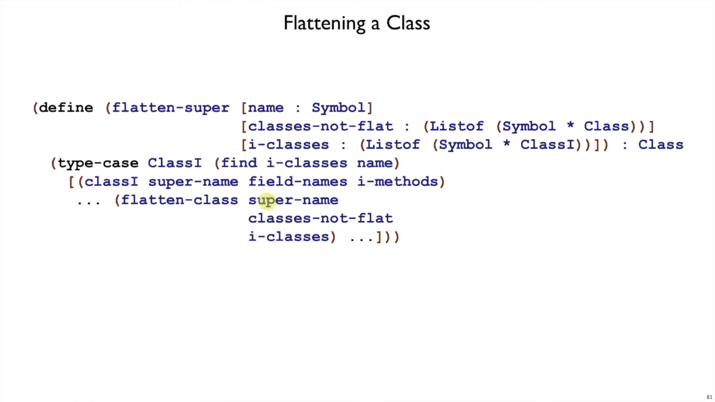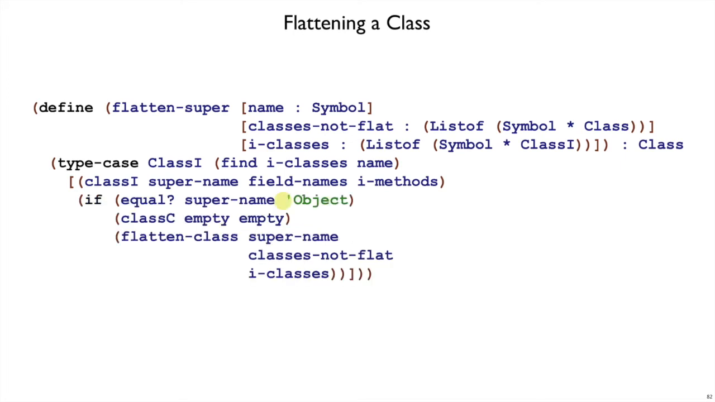But there's a catch. That superclass name might be object, the built-in class. And since it's built in, it doesn't have any declaration in these other two lists. So we need to double check whether supername is object, and if it is, in that case, just return a class with no fields and no methods. And then the right thing will happen when those empty list of fields and empty list of methods are merged with another class.